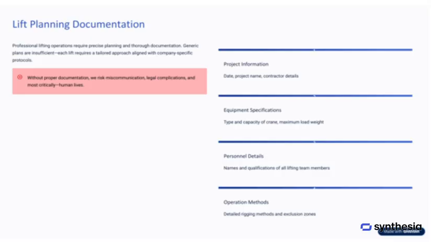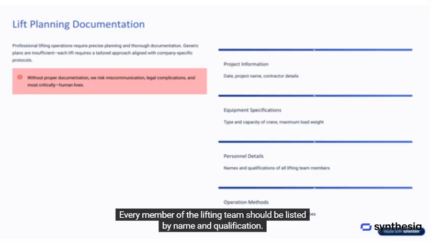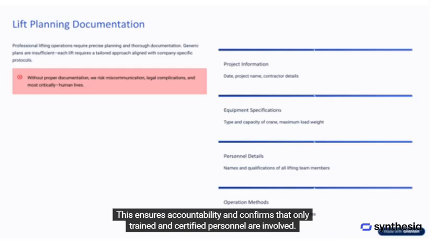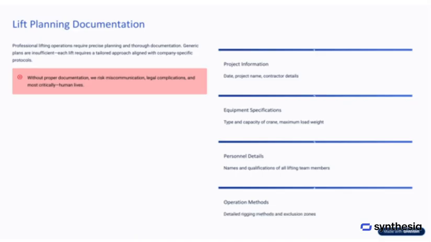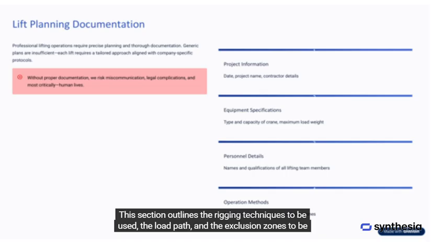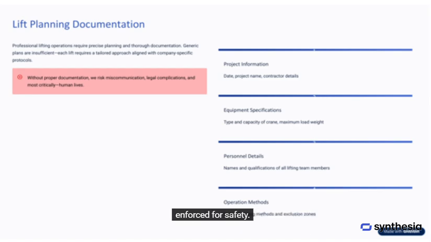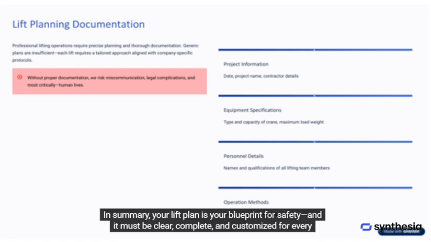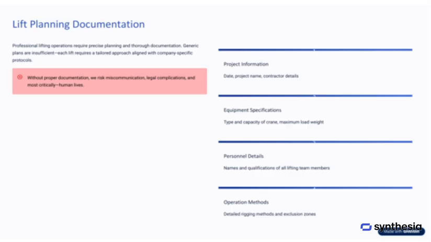3. Personnel details. Every member of the lifting team should be listed by name and qualification. This ensures accountability and confirms that only trained and certified personnel are involved. 4. Operation methods. This section outlines the rigging techniques to be used, the load path, and the exclusion zones to be enforced for safety. In summary, your lift plan is your blueprint for safety, and it must be clear, complete, and customized for every lift.